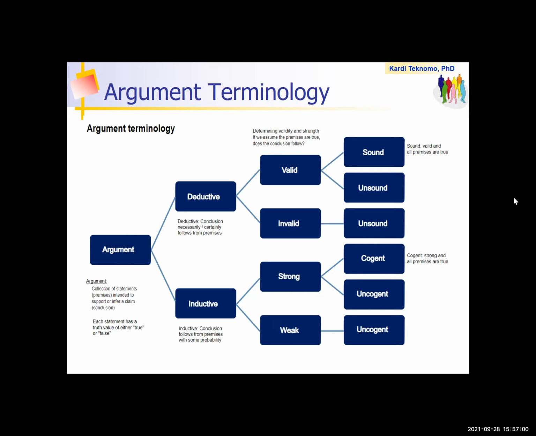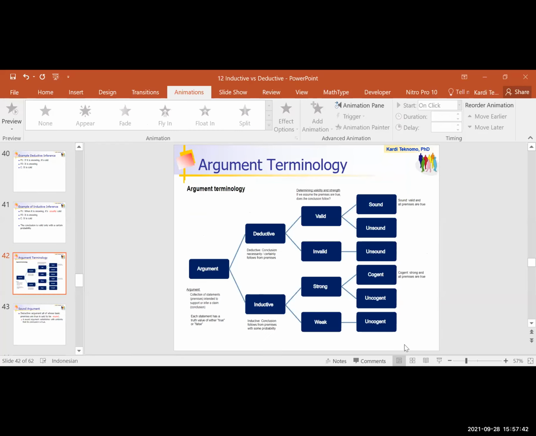Okay. Now, inductive, depending on the probability, you can say it is strong or weak, not valid or invalid. Okay, then if it is strong, we can divide into two, okay? Cogent or uncogent. Cogent means strong and all the premises are true. Okay. Uncogent means what? The probability is strong, but not all the premises are true. Okay. How about weak? The probability is weak, then it is uncogent, always. Clear, yeah? With this.